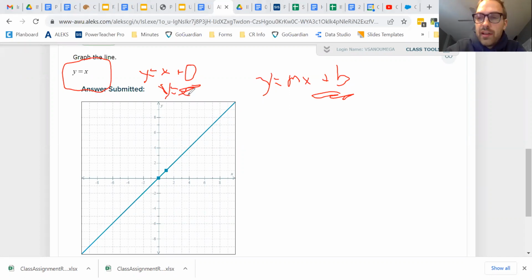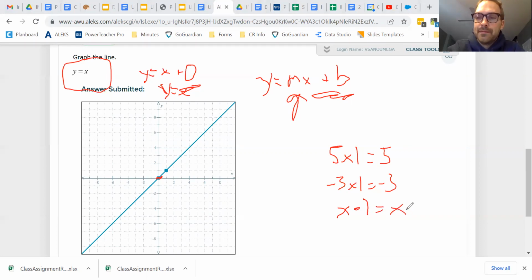So if you see an equation like this, it doesn't look like there's any y-intercept. It's actually the y-intercept is right here at 0. Then it also doesn't look like there's any m, right? Because you don't see any number before x. Well, any number times 1 is itself. For example, 5 times 1 is just 5, right? And -3 times 1 is -3. And x times 1 is just x.